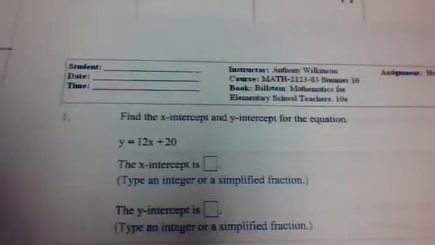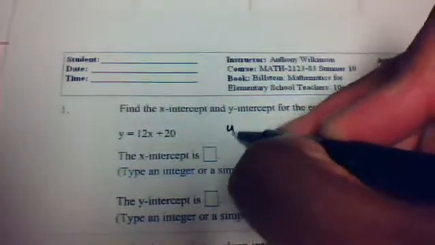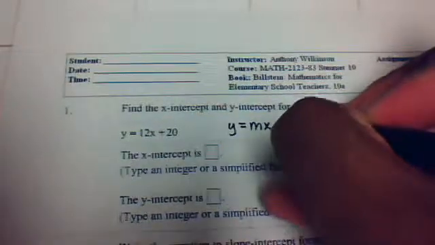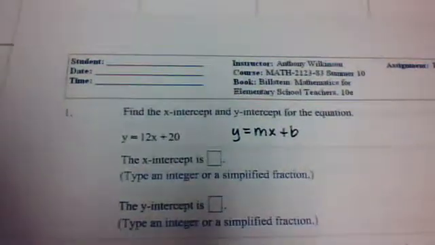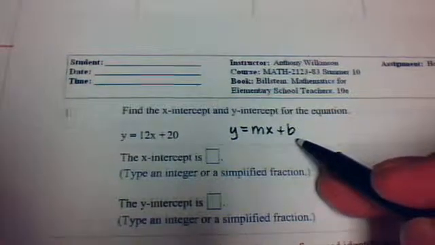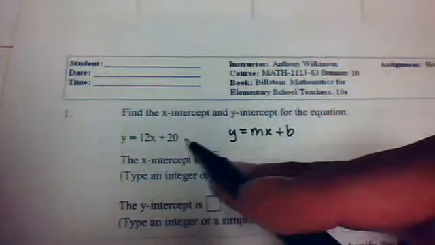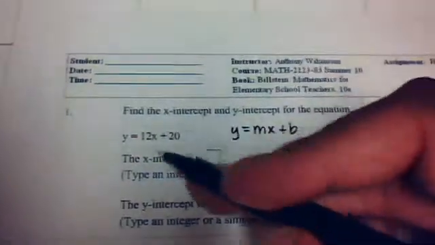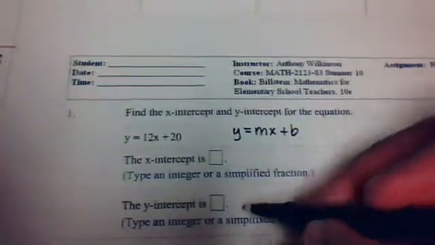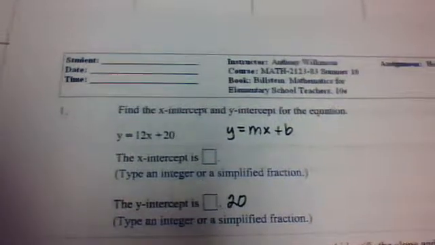By looking at this equation, it is in what they call slope-intercept form. Slope-intercept form is in the form of y is equal to mx plus b, where m is the slope and the b is your y-intercept. We can easily find the y-intercept because it is in slope-intercept form. Here the b is the number that's added to or subtracted from the x. In this case, that y-intercept is going to be 20.